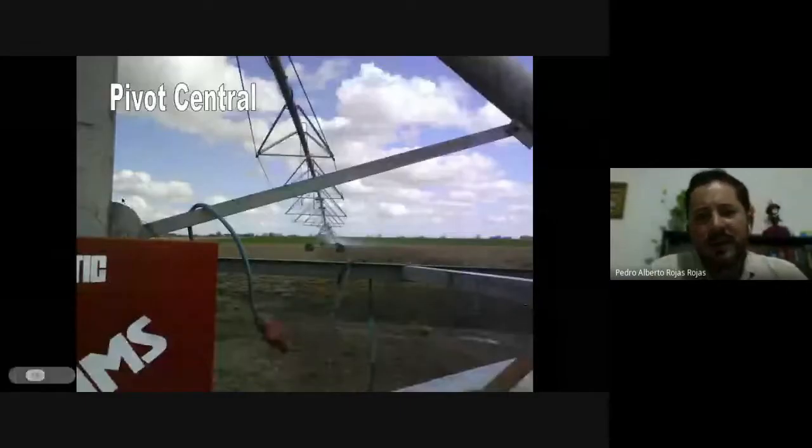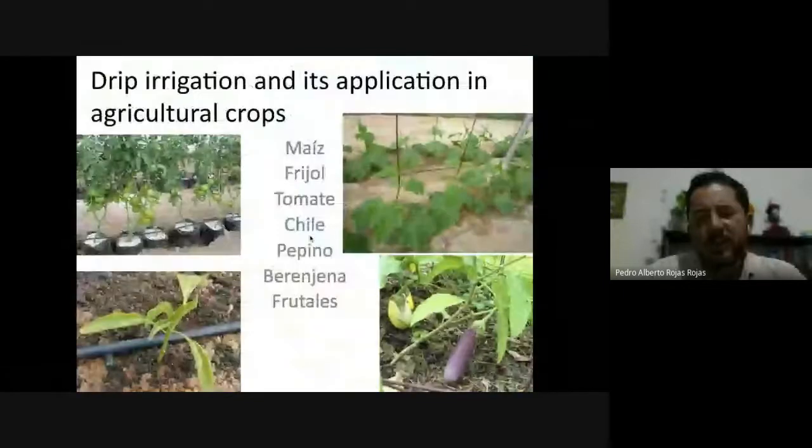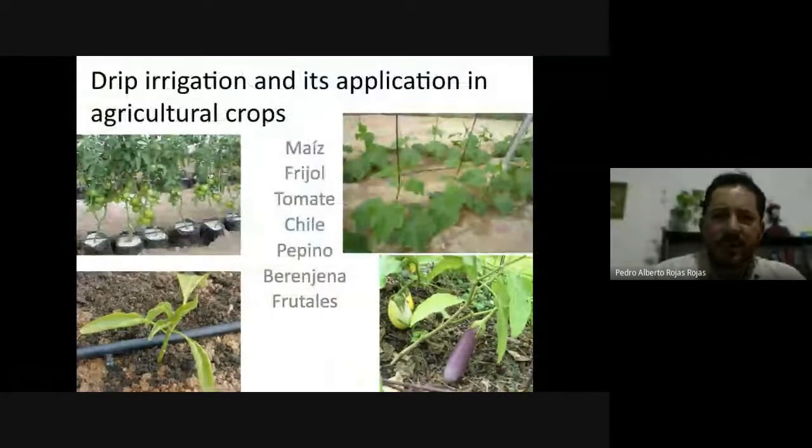So the last equipment or system for irrigation is drip irrigation, and its application is in all the crops. First of all, in corn, beans, tomato, bell peppers, cucumbers, etc.